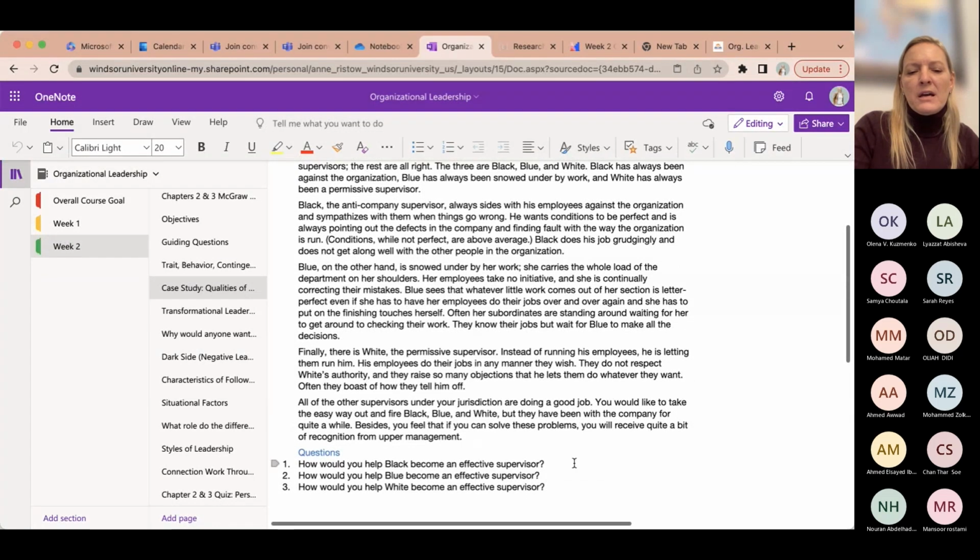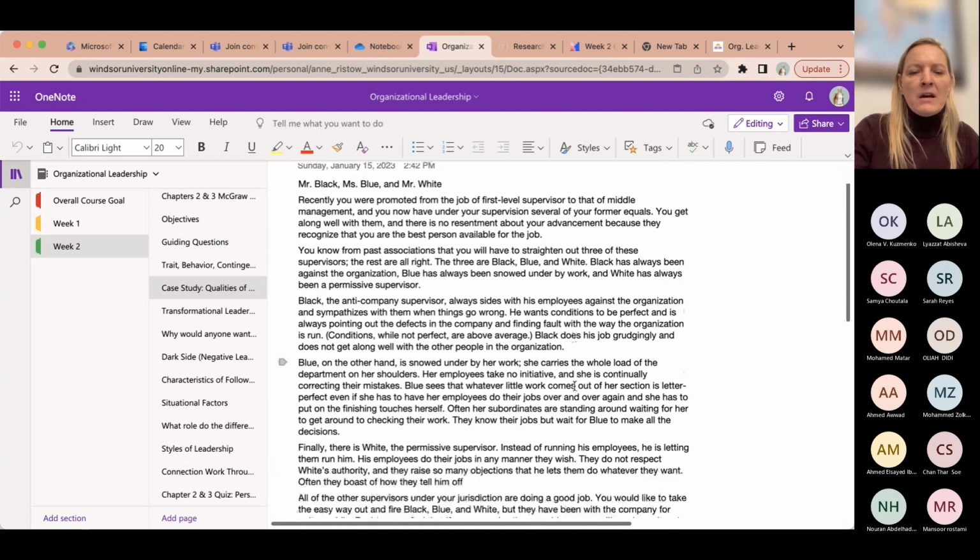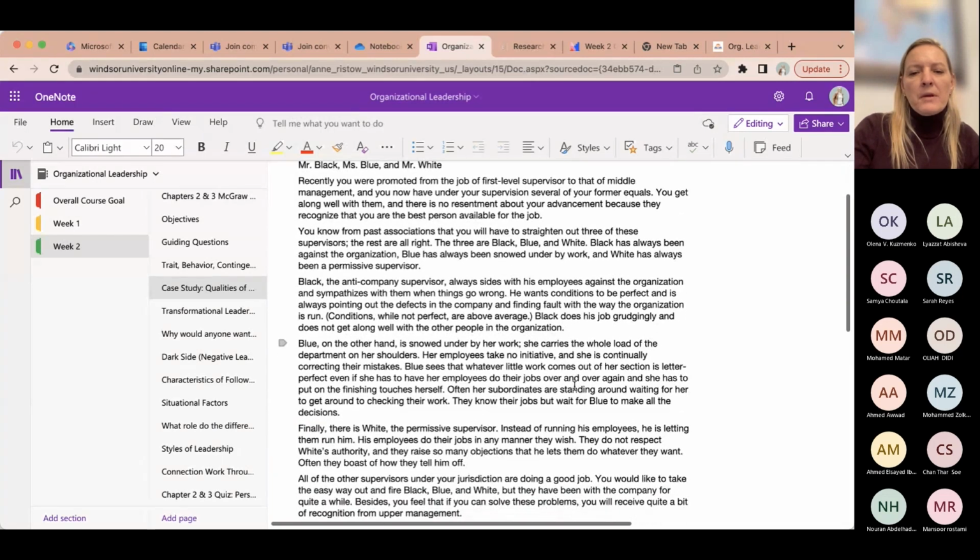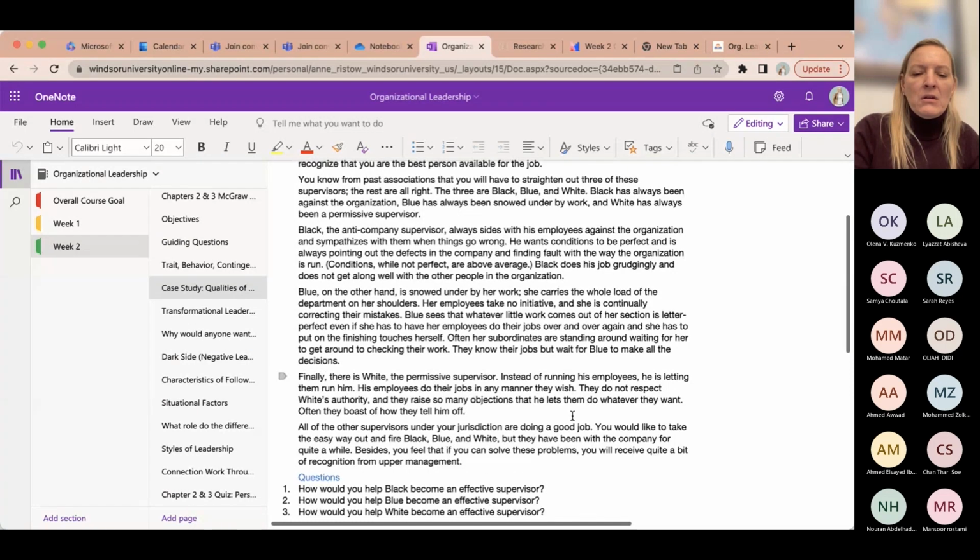So we're looking at how we might be able to help each of these 3 people be effective supervisors. If I'm going to read through the lens of Mr. Black, then I'll go back up to the top and read through and think about Mr. Black and what I could do to help him be an effective supervisor.